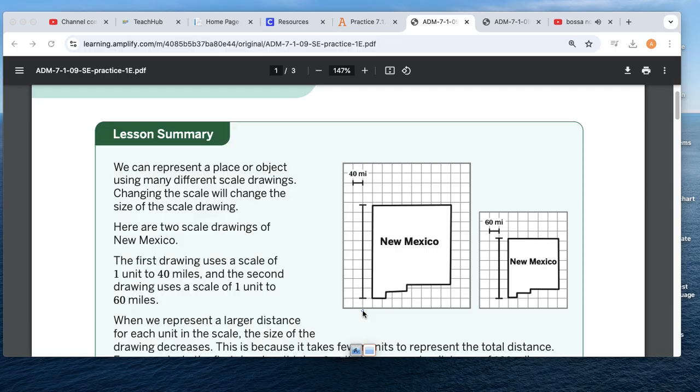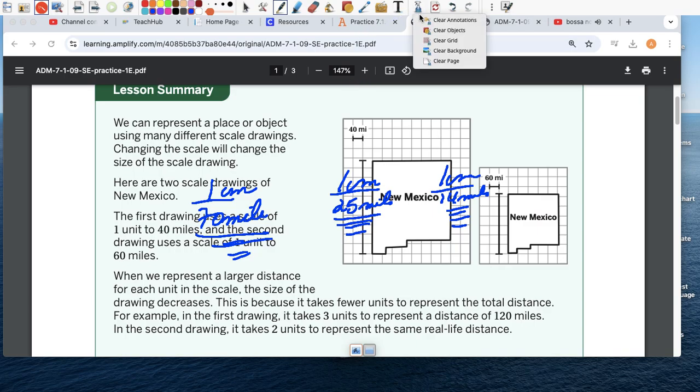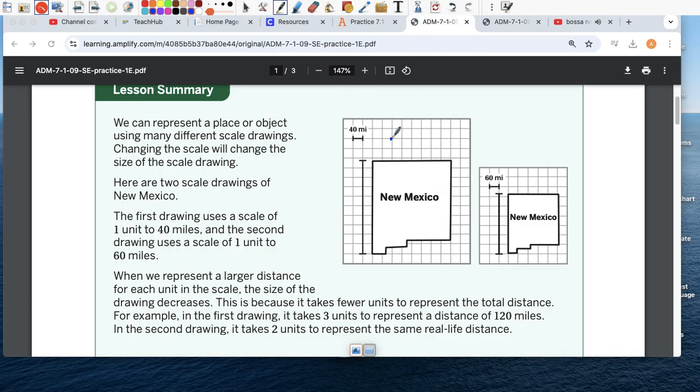Here are 2 scale drawings of New Mexico. The first drawing uses a scale where every single unit, because it doesn't say if it's centimeters, inches, or whatever, they just call it units, represents 40 miles. And every unit in the second drawing represents 60 miles. So there are more miles in the same unit in the second example than in the first one.